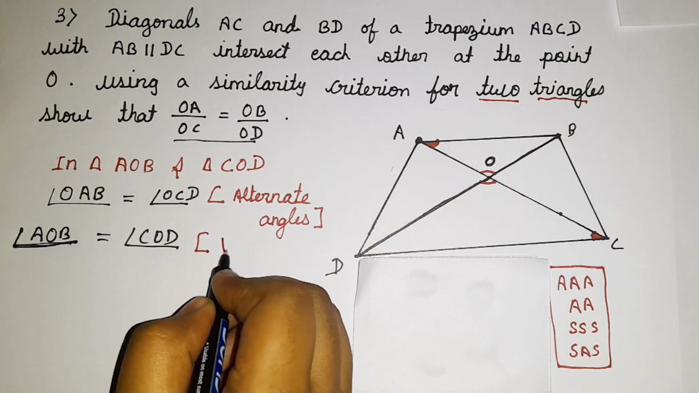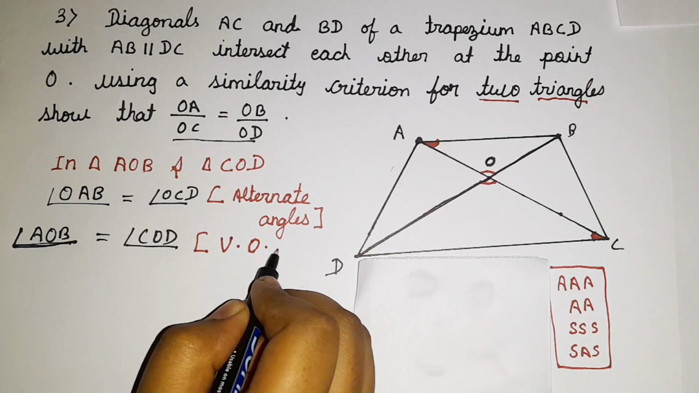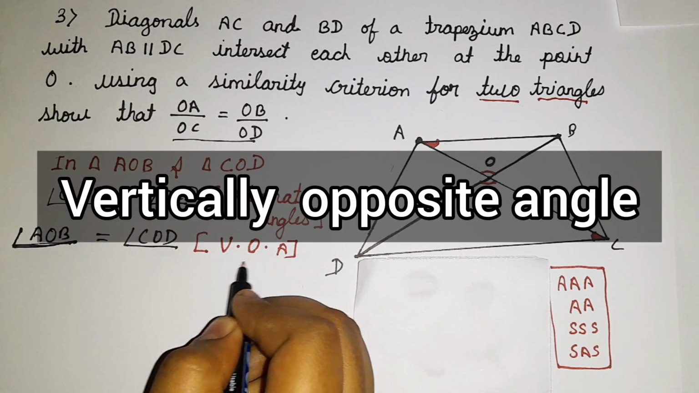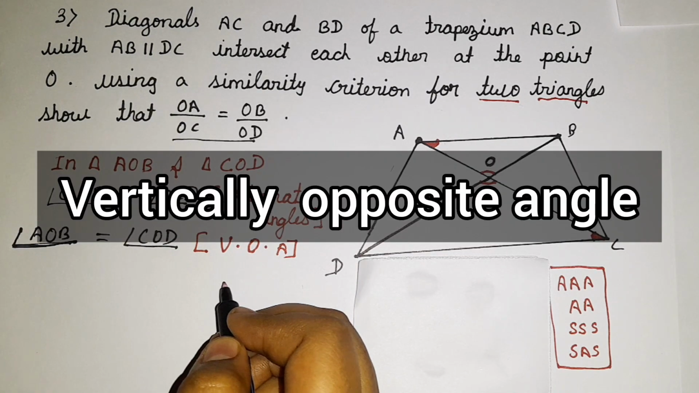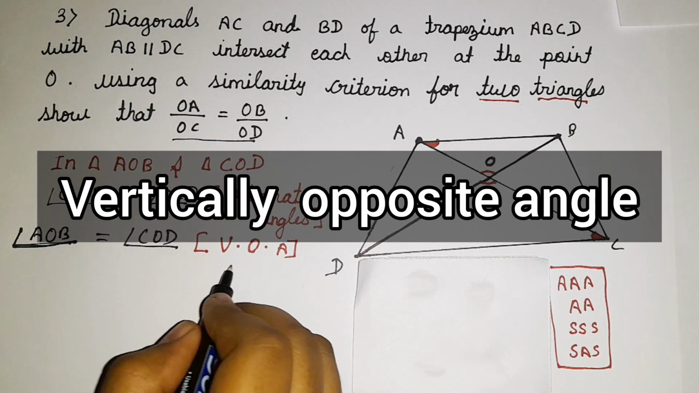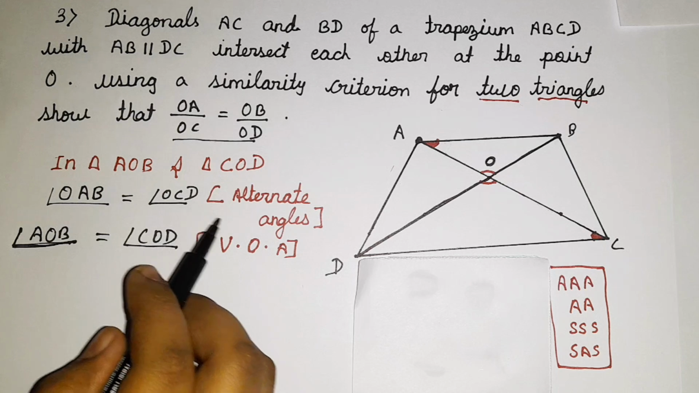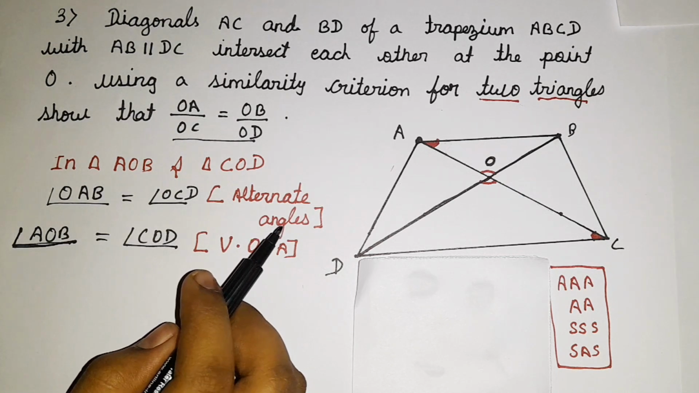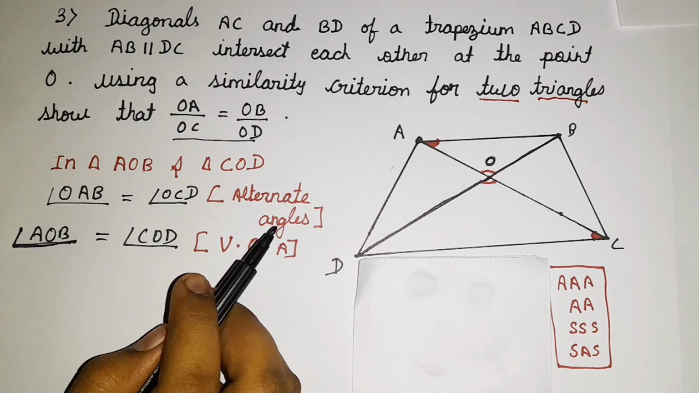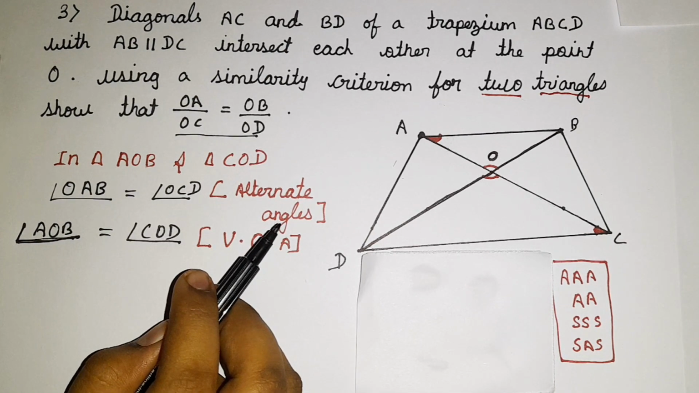I am writing it in short form, that is VOA, vertically opposite angles. Please don't write like this. You are supposed to write vertically opposite angles. I am just writing it VOA. So what about the next one? If I have one pair of alternate angles, there is a chance of having another pair as well. Am I right? So now let us find another pair of alternate angles.